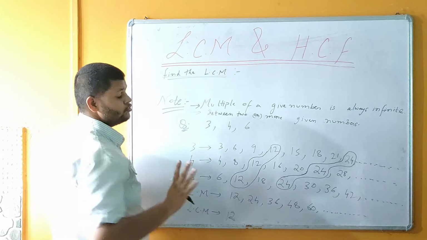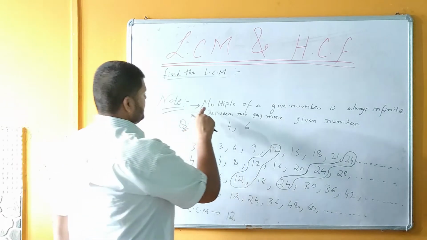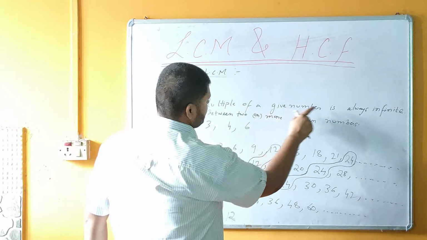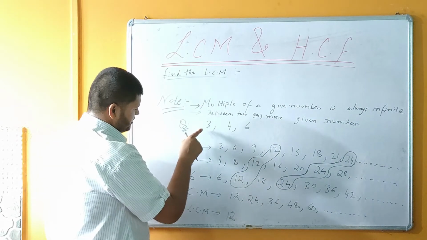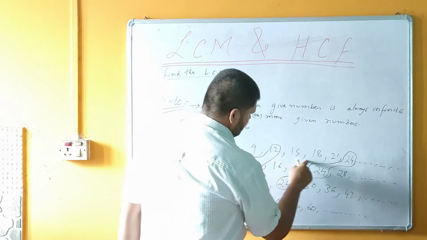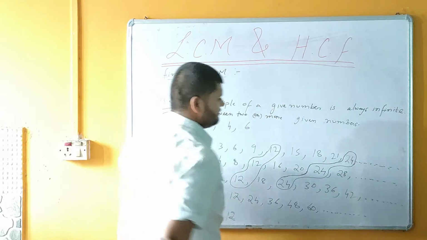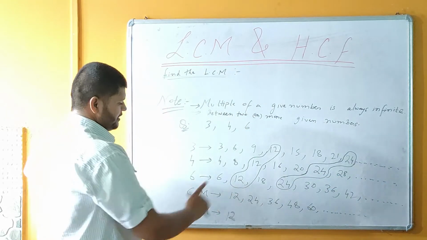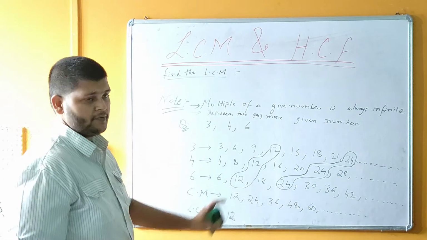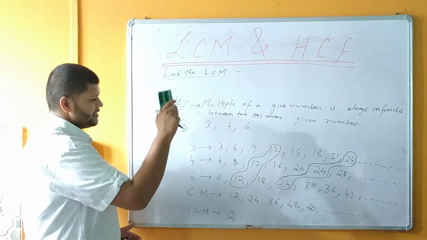So here the thing which you need to remember is that multiples of a given number are always infinite. For suppose the given number was 3 and its multiples were infinite. This dot dot means infinite. For this also it is up to infinite. Similarly you can find out in this way. Okay, I am erasing this.